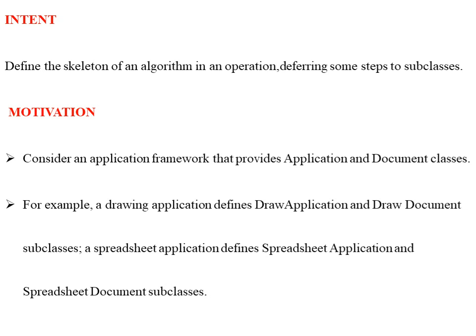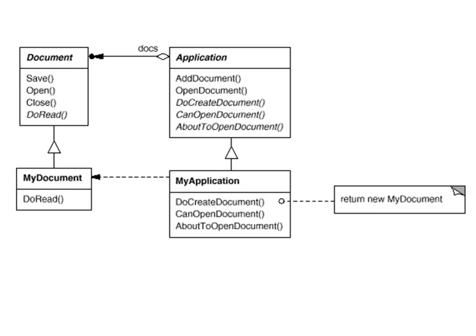So this is about the motivation. Next, coming to the next template, not template, so this is the motivation diagram. So see here, say in the document the abstract operations are save, open, close, read. So in the application, add document, open document, create document, delete document, whatever.